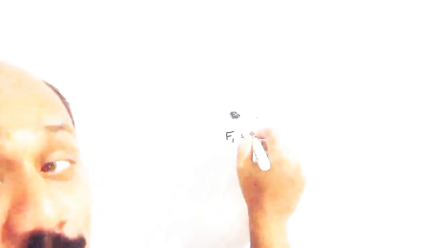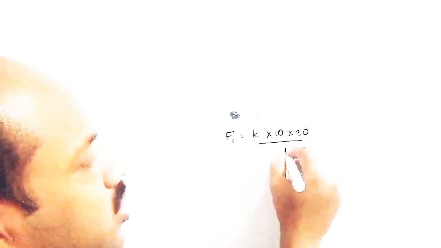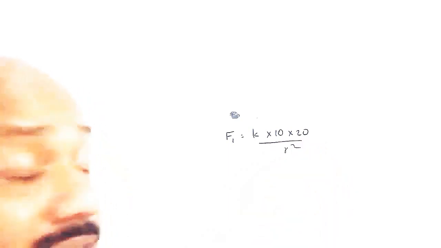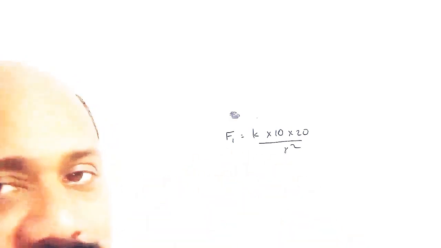We can say for the first one, F1 is equal to, if we take 1 by 4 pi epsilon 0 as K, K Q1 Q2 by R squared, then it is 10 into 20 divided by R squared. We are not changing the unit. That is why I am taking microcoulomb itself as the unit of charge. And I want the magnitude only. That's why I am not using the negative sign.